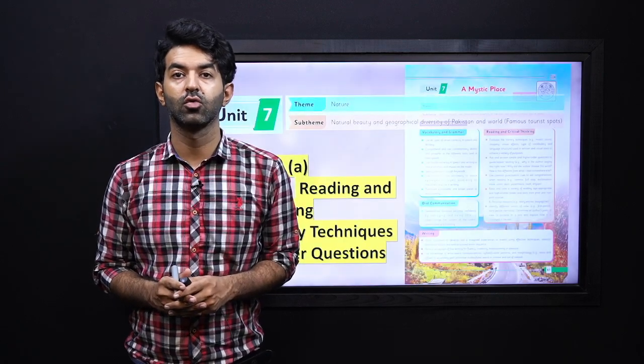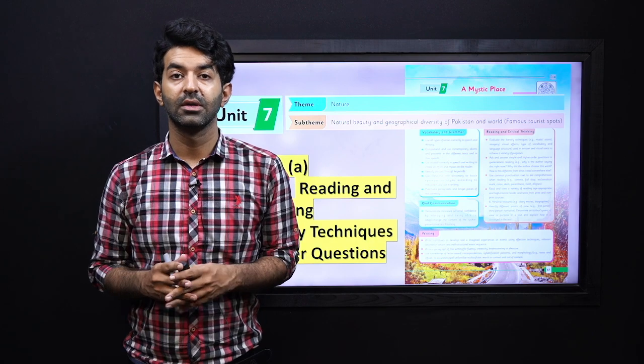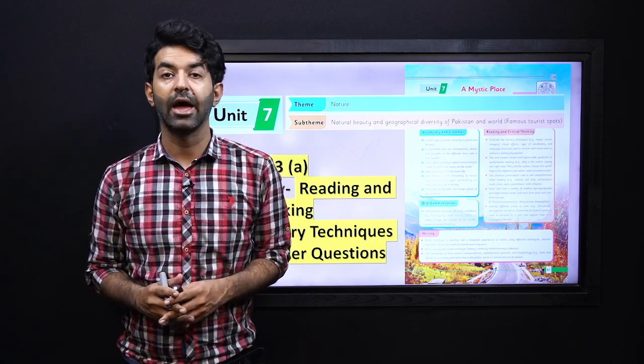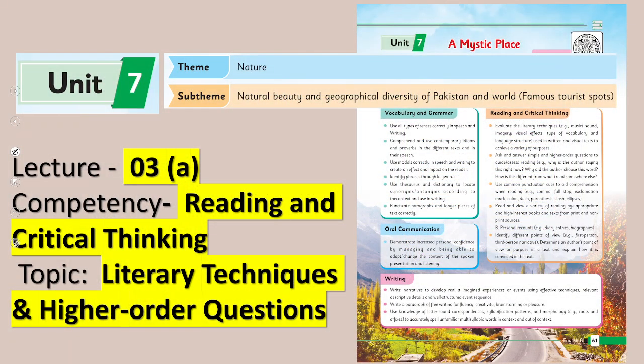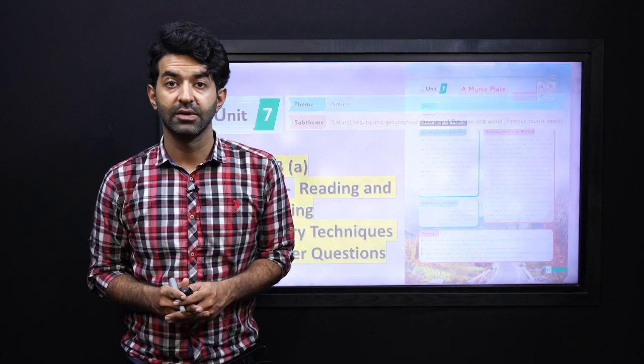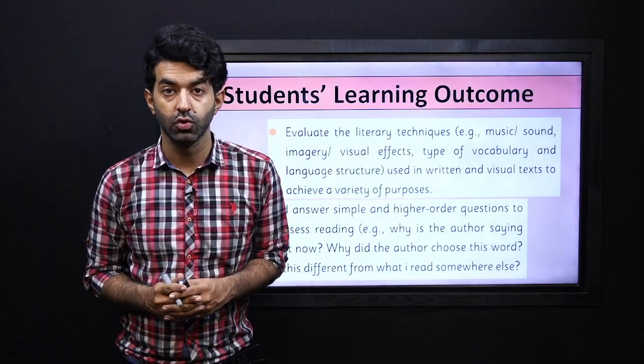Students, today we are going to cover another SLO, but this time we are going to cover reading and critical thinking. For reading and critical thinking, we are going to see the literary techniques that have been used in the main lesson, and also, for increasing reading comprehension and answering questions after that, we have the kind of questions which we call higher order questions. Now, let's read our SLO and see what we are supposed to do.